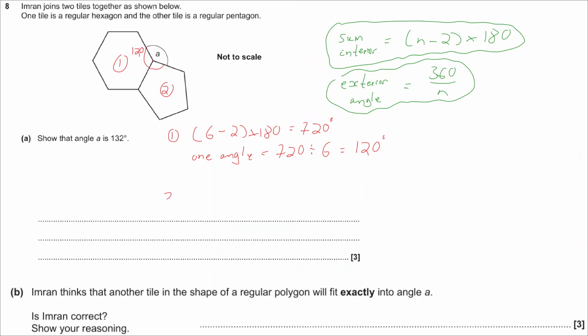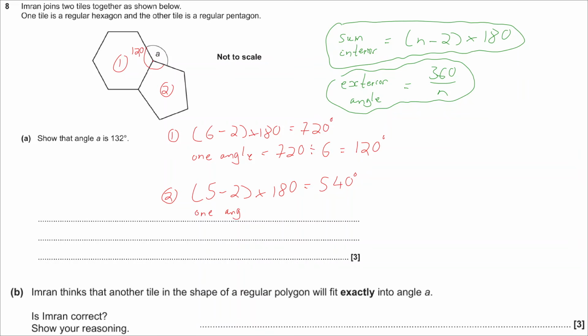Now for the pentagon, similar thing. Your formula up here: the number of sides take away 2. Of course, you've got 5 sides for shape 2. So you've got 5 take away 2, and you're timesing this by 180. So that's going to be 3 times 180, which is equal to 540 degrees. You want to get one angle.